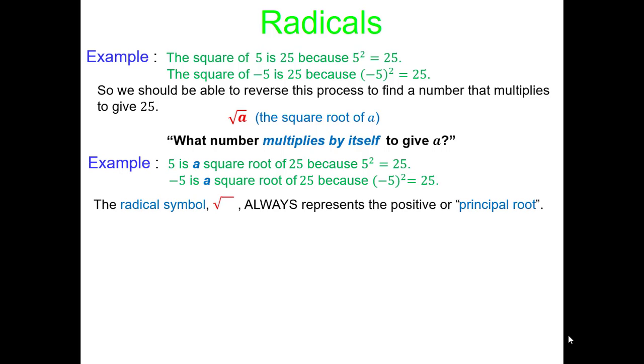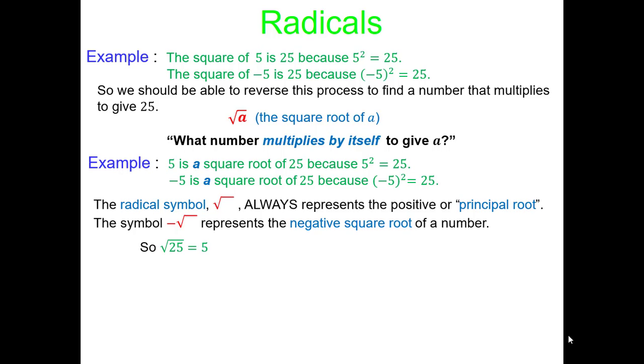But when we see this radical symbol, this will always and only represent the positive or principal root. If we wanted to get the negative answer, then we would put the negative symbol in front of the radical. So the negative radical represents the negative square root of a number. In other words, the square root of 25 is equal to 5, and only 5. We don't say that the square root of 25 is 5 or negative 5. If we wanted to say negative 5, then we would have the negative square root of 25.